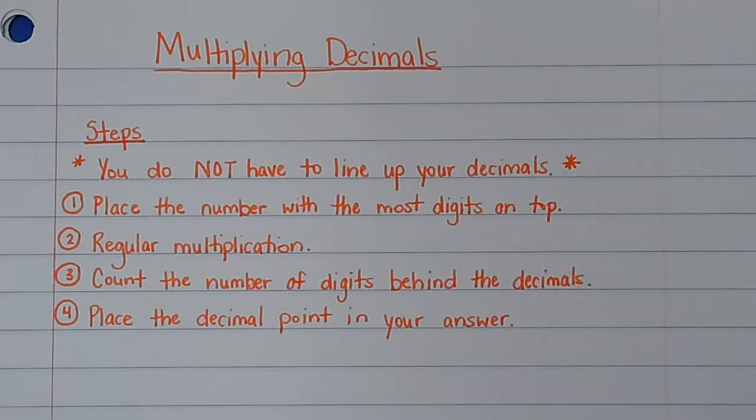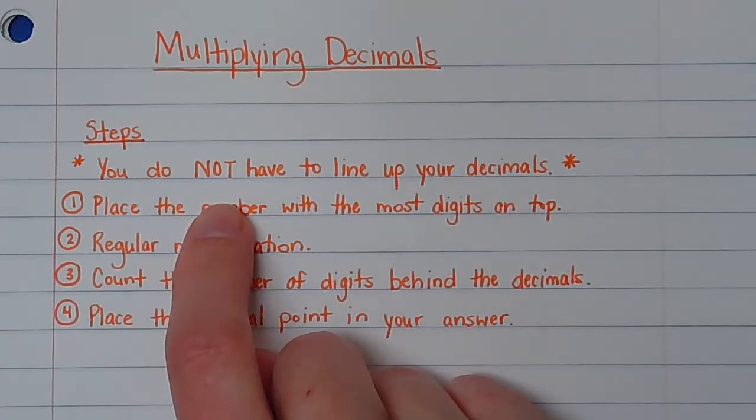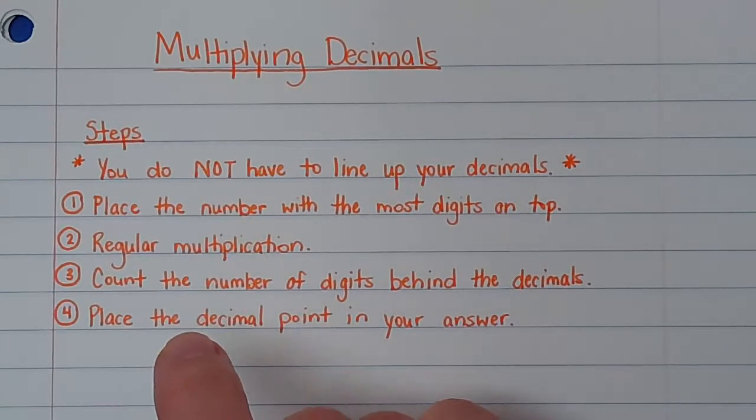So first thing I wrote down was you do not have to line up your decimals. That's a common thing that a lot of middle school students mess up with is they think they have to line up their decimals when you're multiplying. But really, it's just something that you have to do with adding and subtracting. You can line up the decimals, but obviously sometimes you'd have to add some zeros in, and sometimes that creates more work for you to do. So you really don't even have to line them up.